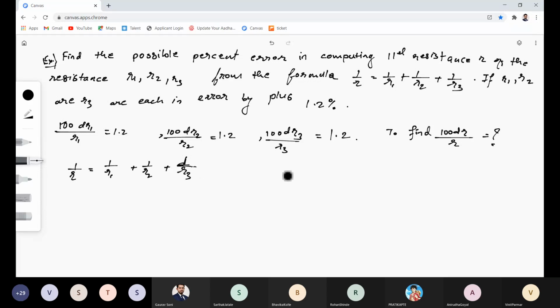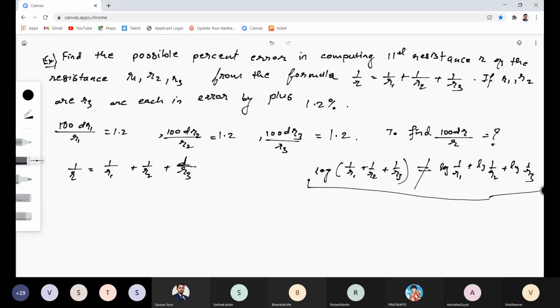Look, log won't work. If you take log, what you will get on the right hand side is log of 1 upon r1 plus 1 upon r2 plus 1 upon r3. This cannot be written as log of 1 upon r1 plus log of 1 upon r2 plus log of 1 upon r3. This is not true. So I cannot take log here. Log will be useful only when you have a product in the formula. Whatever formula you are using, if there is a product, then you can take log and calculations will be easier. Otherwise, we will have to go by the other technique. What is the other technique? You take the derivative and dr. So derivative of 1 upon r is minus 1 upon r square dr.